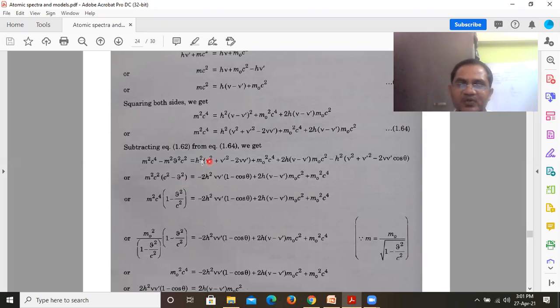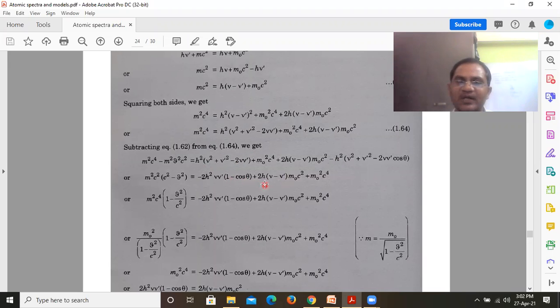here h²ν² minus h²ν² cancel. h²ν′², here minus h²ν′² cancel. h² minus h² into minus 2νν′ here. Here also minus into minus gets plus h² into 2νν′cosθ. So −2h²νν′ taken common. Then 1 here, minus taken common. That's why again we are getting minus sign here, (1 − cosθ).